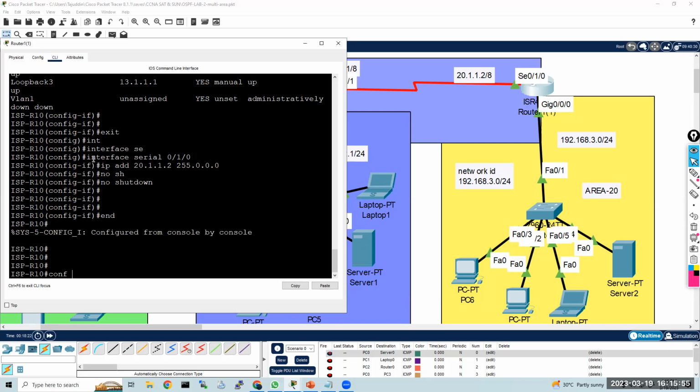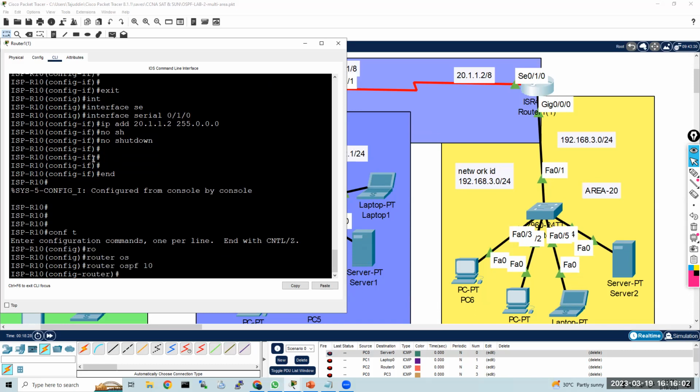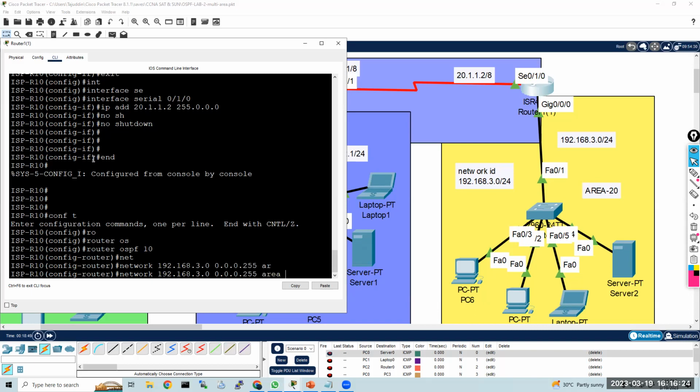Okay, now we are going to configure the OSPF. Router OSPF 10, network 192.168.3.0, right? This is 3.0. So what should be my wildcard mask for this? Correct. And this is the area? Yeah, 20. Area 20.